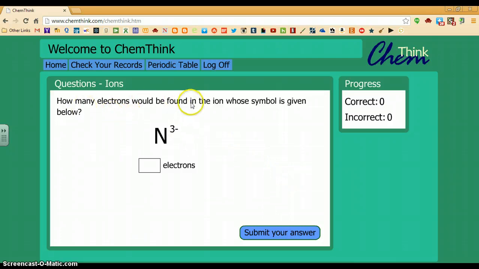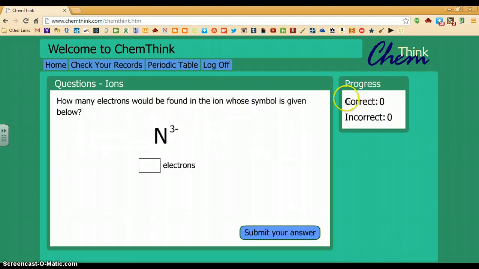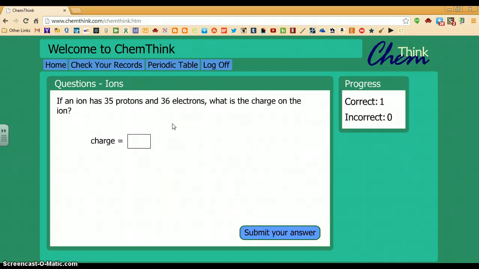So how many electrons would be found in an ion whose symbol is given below? So we have nitrogen. So we look at our periodic table. Nitrogen is 7. So usually it would have 7 electrons, but since it's gained 3, it would have 10. Okay. So since it's gained an electron, once again, it would be a negative charge. But make sure you put your 1 there.